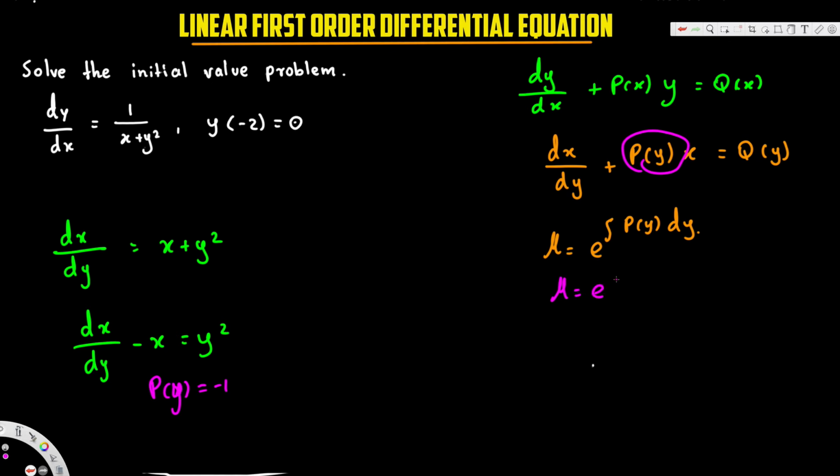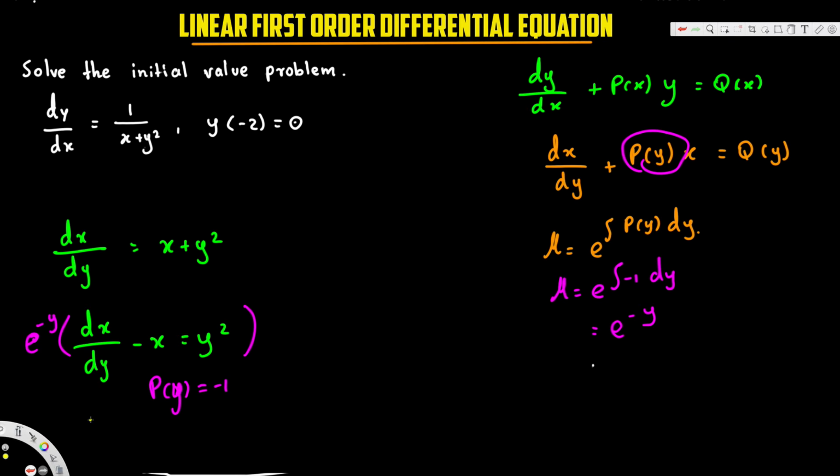Mu is equal to e power negative integral of -1 dy. If you integrate -1, that's going to be just e power -y. Now this is our integrating factor. After we find out the integrating factor, we have to multiply both sides of the equation by the integrating factor. So e power -y, if you multiply the whole thing by the integrating factor, you will get something like this.